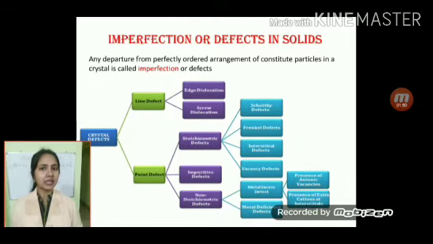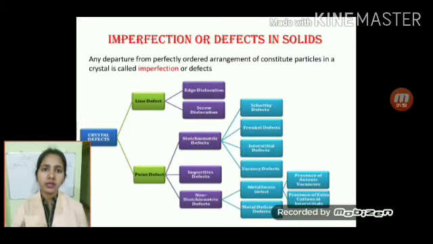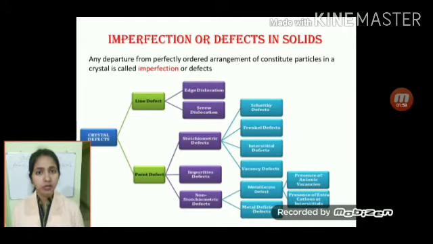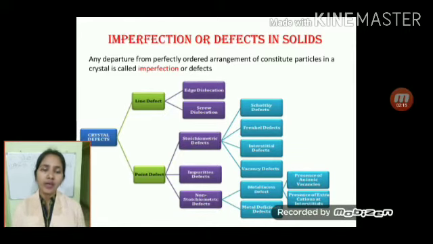It is broadly classified into two categories. Here you can see in this figure, the first one is the point defect and the second is the line defect. The point defect is further classified into three types: stoichiometric defect, non-stoichiometric defect and impurity defect. The stoichiometric defect itself is again divided into further types: the vacancy defect, interstitial defect, Schottky defect and Frenkel defect.